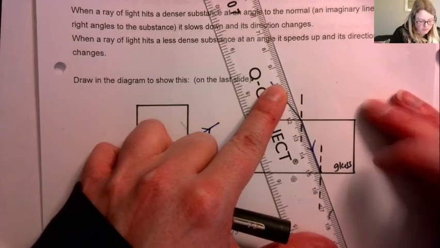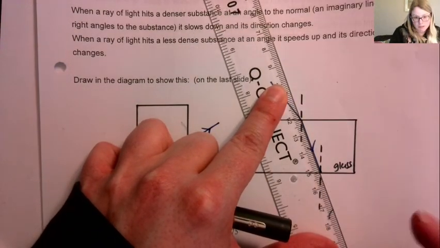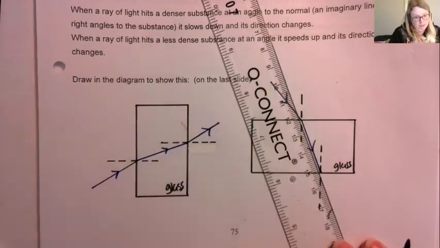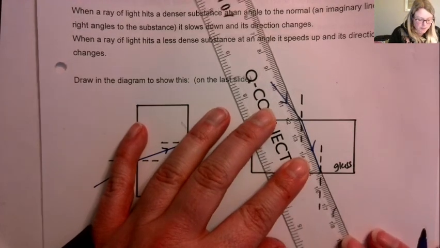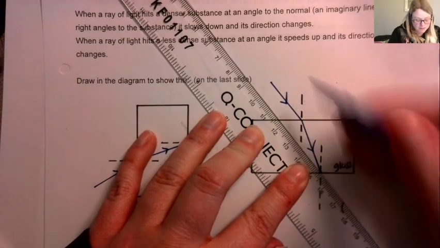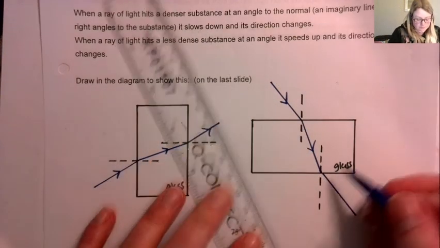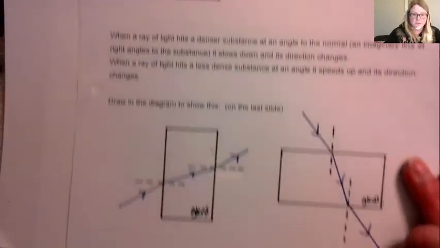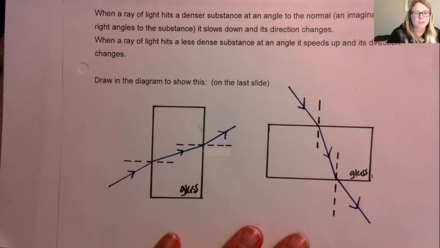And now if it was still in glass, it would continue this way, but it's not, it's gone into air. So it speeds up and it bends away from the normal. And again, I'm using my ruler to try and make that parallel to that one up there. Okay, so if you get those drawn in for me.